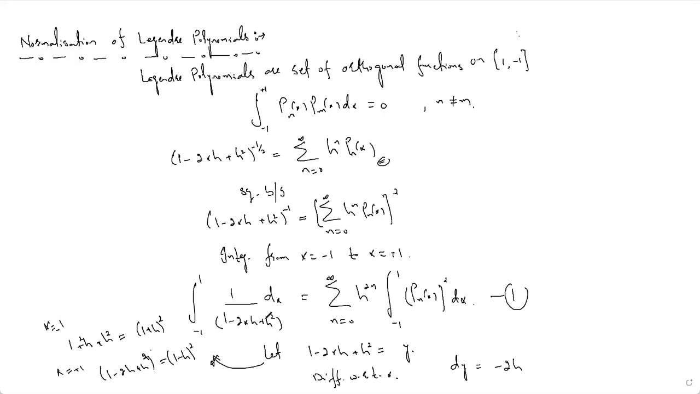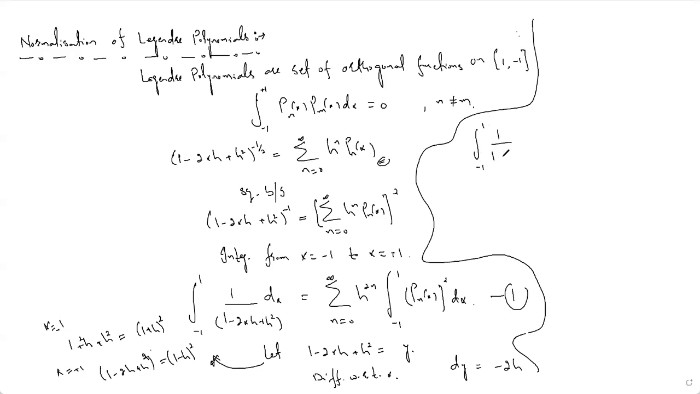So I will write down the left hand side part only of this equation. The integral from -1 to +1 of 1 divided by (1 minus 2xh plus h square) dx will now be equal to, okay, see, I have just substituted this to be equal to y. What is dx?